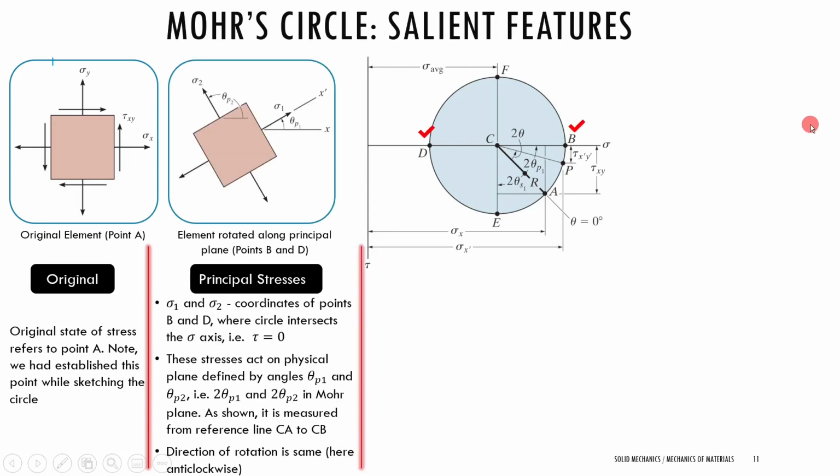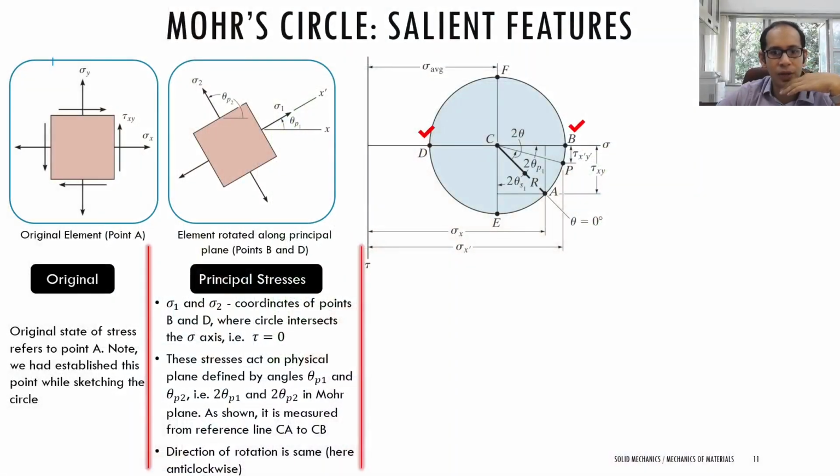The second part is the principal stresses, which we have already seen. Principal stresses are nothing but the extreme right and left ends of the circle. So sigma 1 and sigma 2 are the coordinates of the points where the circle intersects the sigma axis, that is tau equals 0. Remember, this was the element rotated about the principal plane where you had no tau. One was theta p1 and the other one was theta p2. Now here is the important bit. How do we find theta p1 and theta p2? How do I find how much angle I had to rotate to get to sigma 1 and how much angle I had to rotate to get to this one?